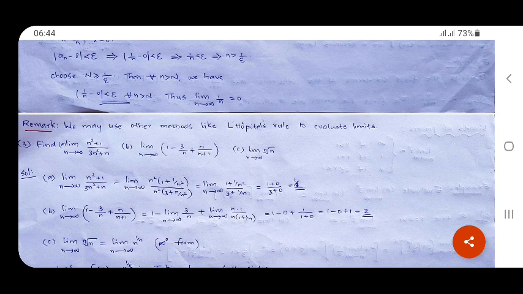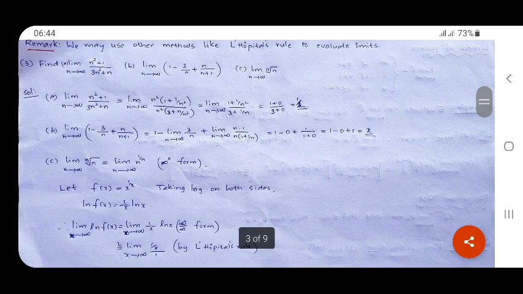And the third one is evaluate limit n tends to infinity nth root of n. So nth root of n is n raised to 1 by n. As n tends to infinity, it is of the form infinity raised to 0. So we will apply L'Hopital's rule after taking the logarithm on both sides of some function. Let us assume f of x is equal to x raised to 1 by n, or you may assume f of n is equal to n raised to 1 by n. But we will choose some continuous function.